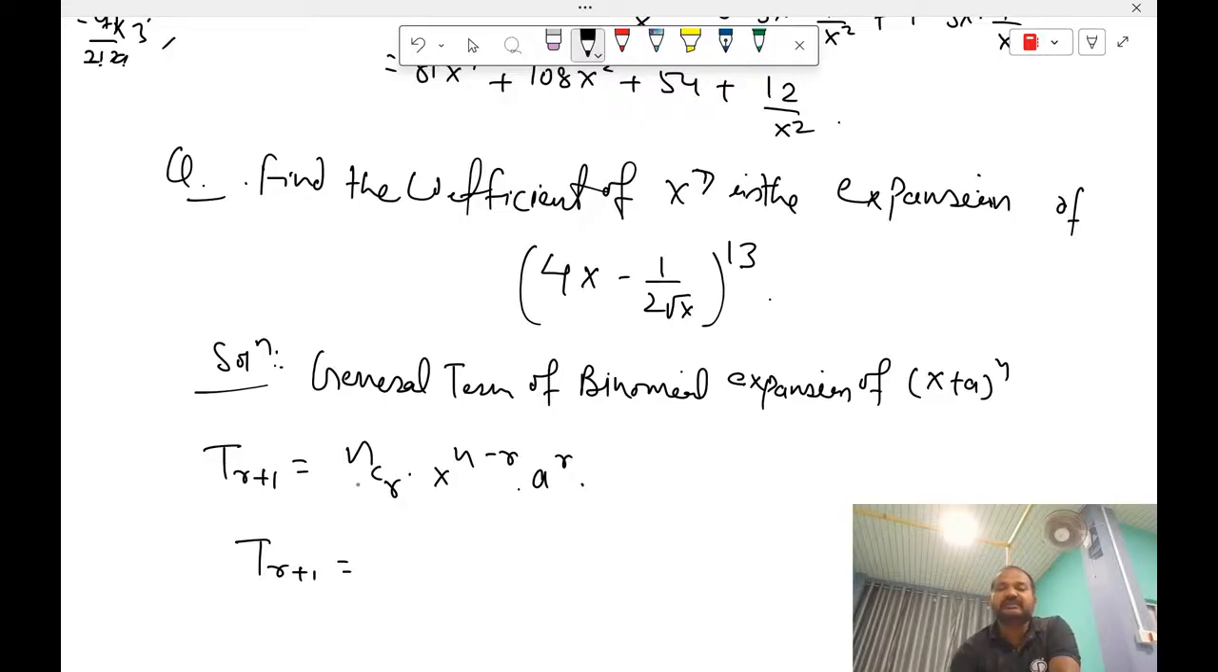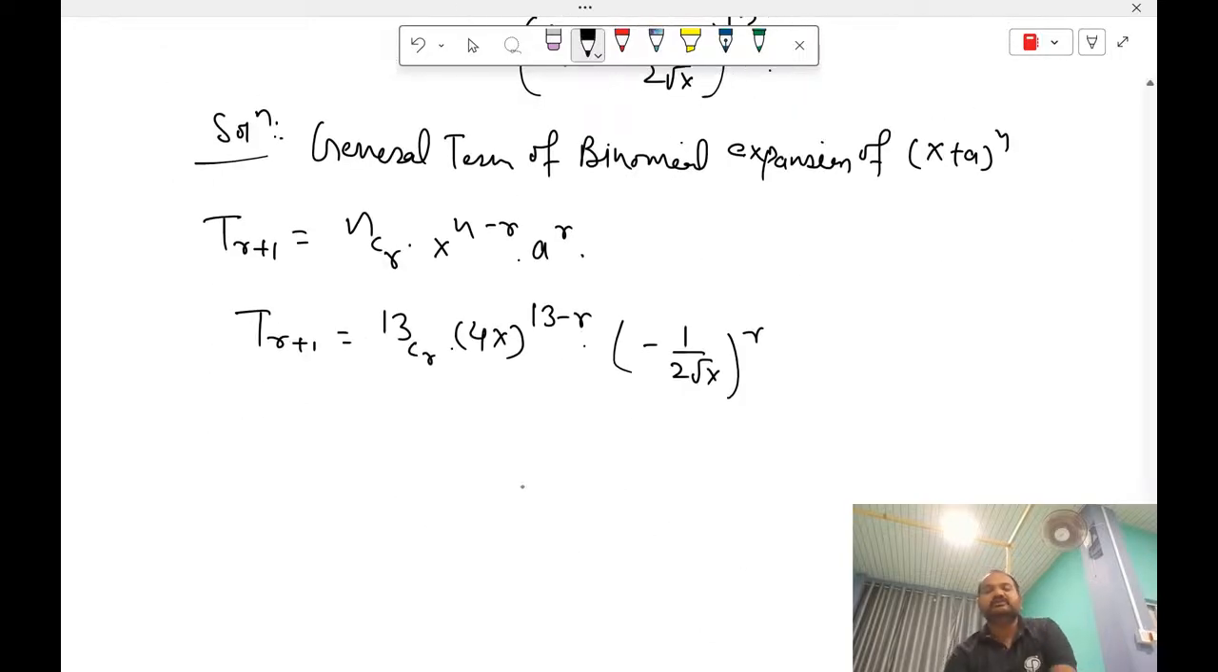So n is the power, that is 13Cr into the first term, which is 4x, to the power 13 minus r, into the second term, which is minus 1 by 2 root x, whole to the power r. So we will try to get this in terms of the exponent of x. We will not solve for 13Cr, we only need to find the x to the power, what is the coefficient?